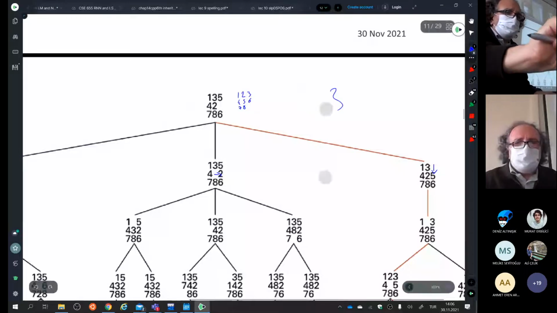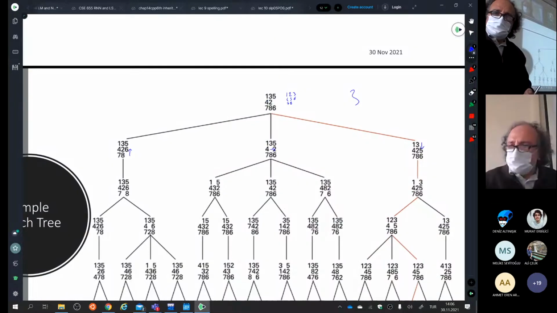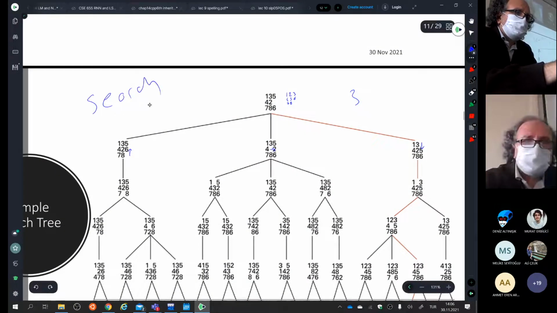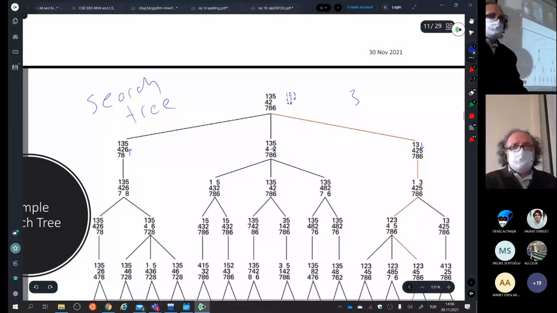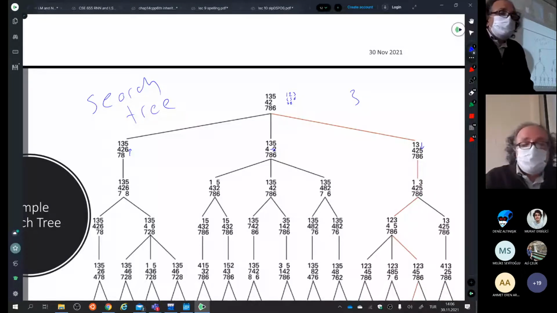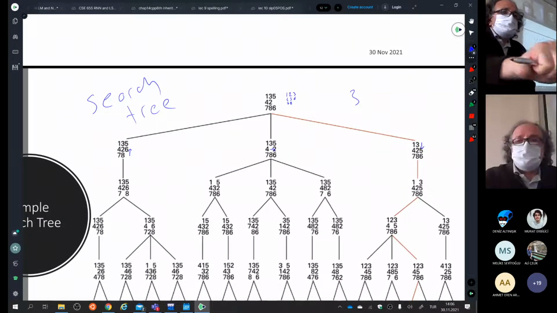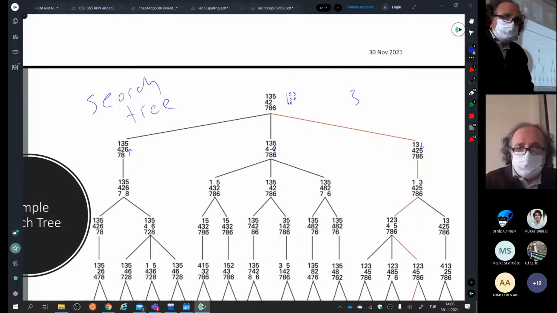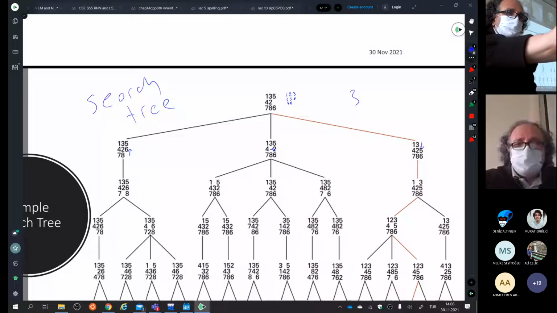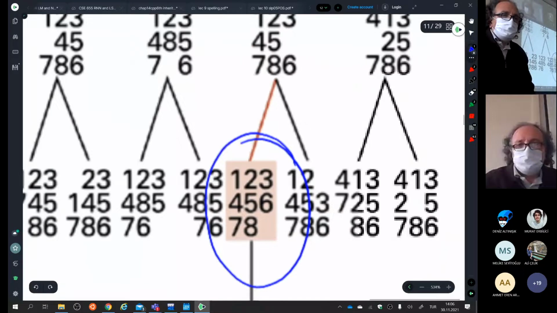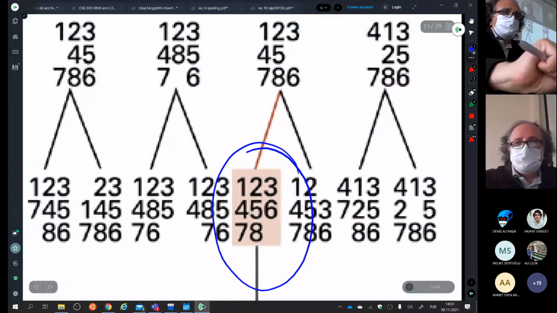Okay, so if I continue doing this, this is called a search tree. Search tree, a data structure that you're going to learn in your second year in this department. Using such a search tree, I can produce these hypothetical board configurations. And I do this until I hit the target, which is this one. Okay. So what should I do then?